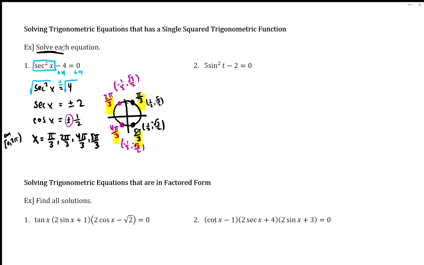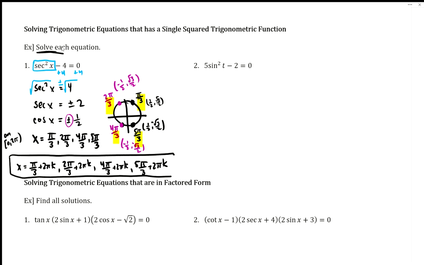So now we're going to take those 4 answers and add 2 pi k to them. Okay, so pi thirds plus 2 pi k, 2 pi thirds plus 2 pi k, 4 pi thirds plus 2 pi k, and 5 pi thirds plus 2 pi k. Okay, and then that I would say is the official answer.